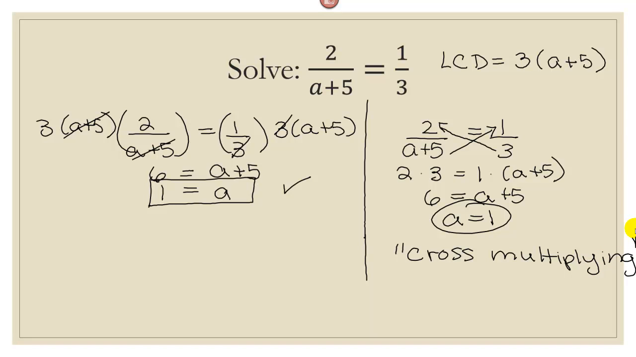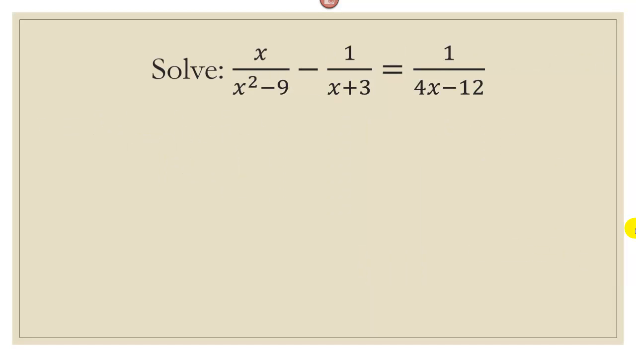Okay, moving on to our third and last example. We have x over x squared minus 9 minus 1 over x plus 3 equals 1 over 4x minus 12. So let's find the LCD, but this time it's not quite as obvious what the LCD even is.